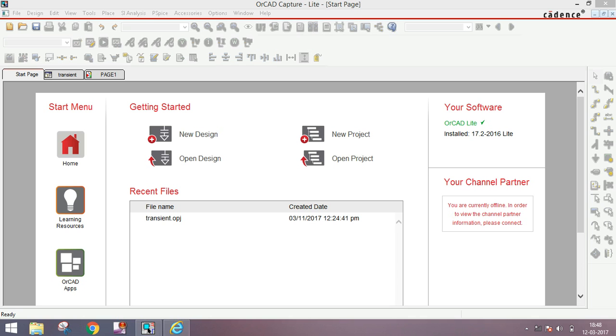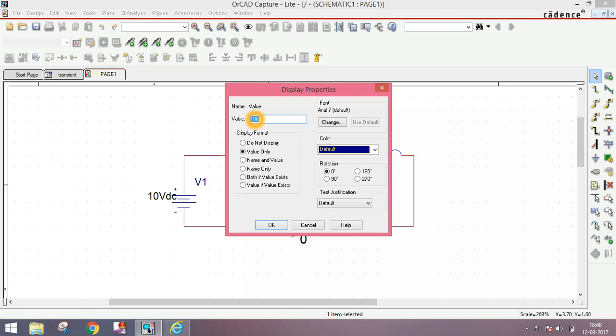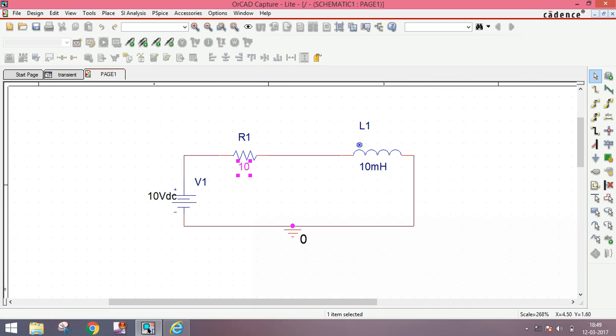So first of all, we have to come to our page, new project, and you have to draw this circuit. I think you can draw it very easily. Change this resistance value to 10k, and this inductor is 10 millihenry, and you can see a 10 VDC voltage source. So we have to analyze the transient analysis of this circuit.